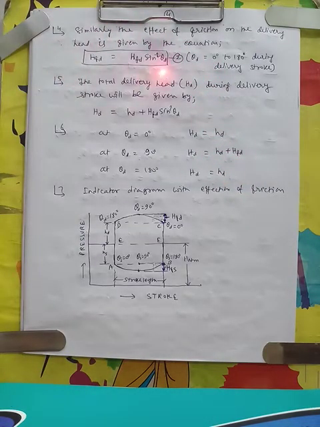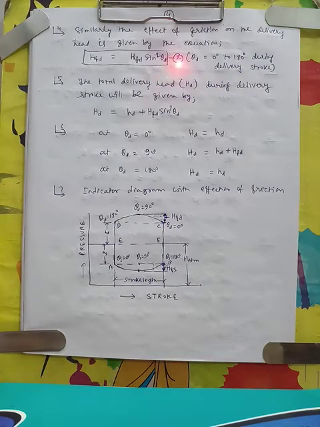Again, during the delivery stroke, the addition of head due to friction will be given by this equation. HFD is equal to capital HFD sin square theta d. Theta d is equal to 0 degree at the starting of the delivery stroke, and theta is equal to 180 degree at the ending of the delivery stroke. So this is the variation of the head due to friction, the addition of head due to friction in the delivery head.